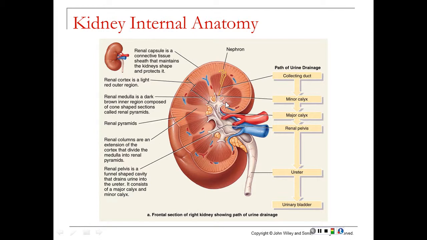The minor calyx corresponds to each of the pyramids. So here's a minor calyx, here's a minor calyx, here's a minor calyx. The word calyx in Latin actually means cup. So this is the little cup or minor cup. And these little cups drain into the big cup, which is called the major calyx. That's this area here. And this major calyx is going to then drain out the renal pelvis, this kind of indentation area of our kidney, and then down into the ureter. From the ureter, it gets to the urinary bladder.